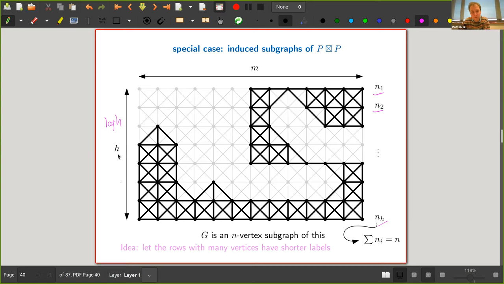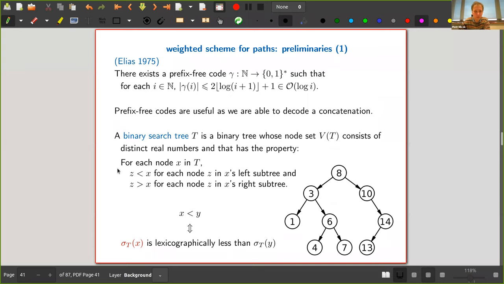Easy one. We shall insist that when the row has a large number of vertices, we should make its label short to make more space to actually encode the structure within the row. And if the row has a small number of vertices, perhaps it could have a larger label. The labels in this situation are usually encoded with a binary search tree.